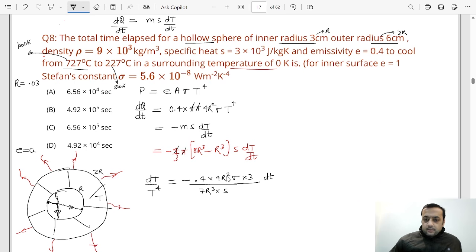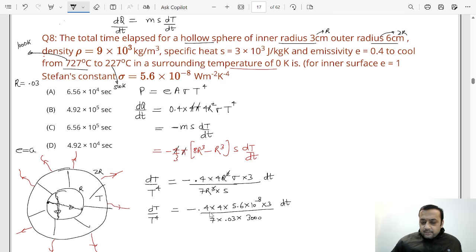All right. Now you can see that this r square and r cube will also get cancelled. So this will become minus of 0.4 into 4 into sigma. What is sigma? Sigma is 5.6 into 10 to the power minus 8, into 3 upon 7 into r. Now r you know is 0.03, so 0.03 you can write. Into specific heat, how much? Specific heat is 3000 joules per kg Kelvin. So this is 3000, dT. So this is the final expression which we have to integrate.